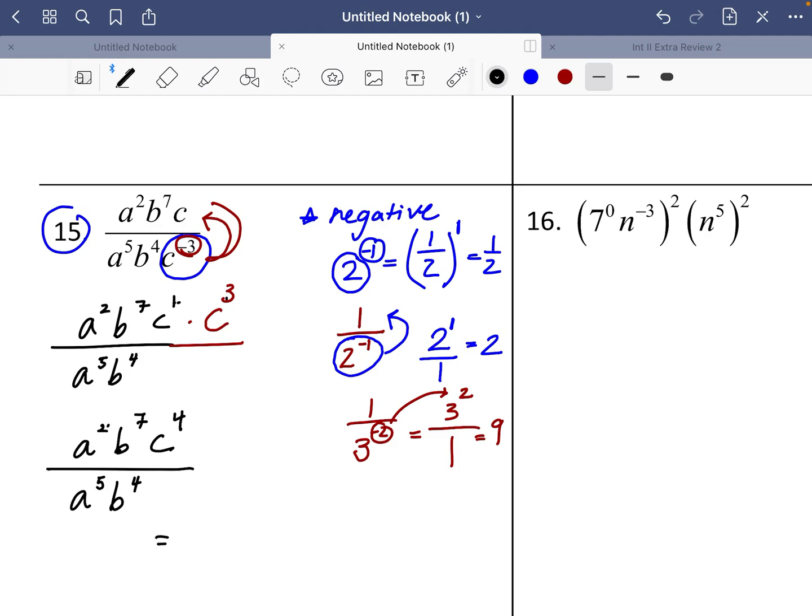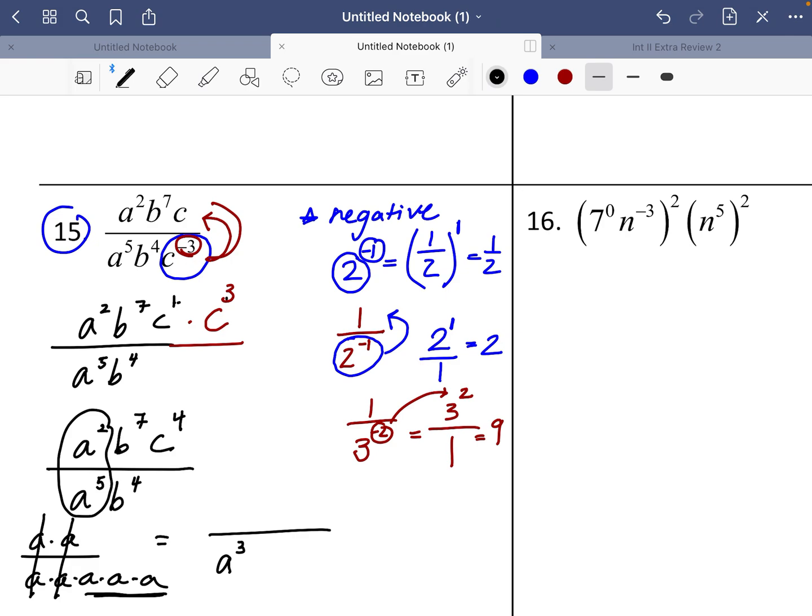If you have a squared over a to the 5th, that means you have 2 a's and 5 a's at the bottom, which means 2 of the a pairs are going to cancel out, and you have 3 left here, so you're going to have a to the 3rd in the denominator.